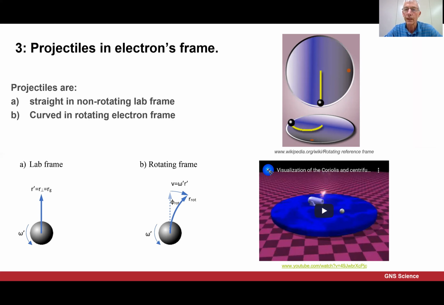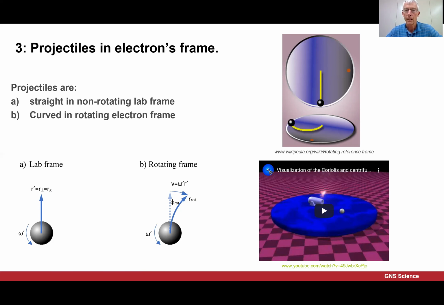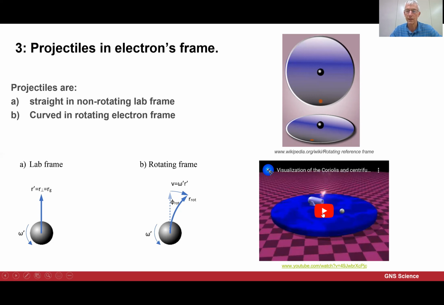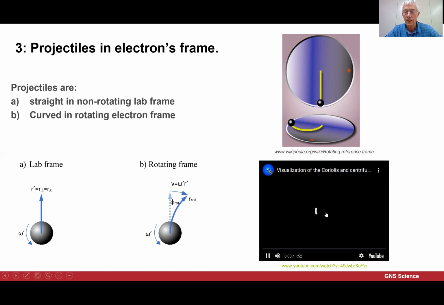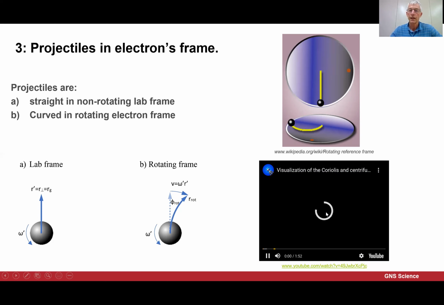where a ball bearing starts off in the center of a turntable and makes its way to the outside of the turntable. You can see that in the lab frame, which is the top picture, it takes a straight trajectory, whereas in the bottom part of the image, it's in the rotating frame of reference, and you can see that it takes on a curved trajectory. The bottom YouTube clip, which will start shortly, will show a cannonball on a rotating turntable.